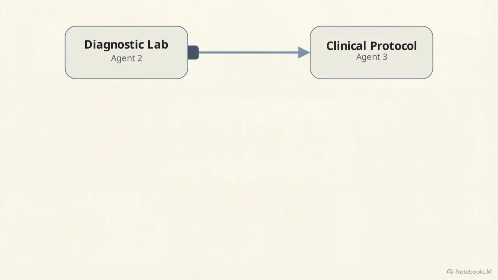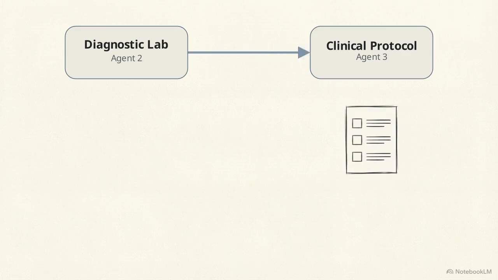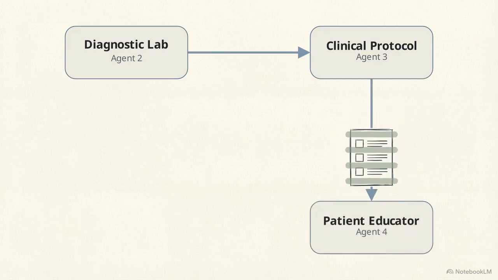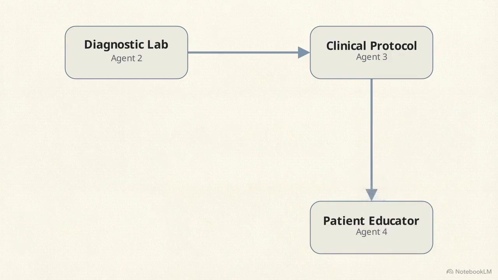The grounded research output moves into the third processing node, the clinical protocol agent, which generates an evidence-based treatment plan formatted as a checklist. The system prompt requires this agent to conduct critical cross-checks for potential adverse medication interactions. The verified checklist is then sent to the fourth and final node, the patient educator agent.